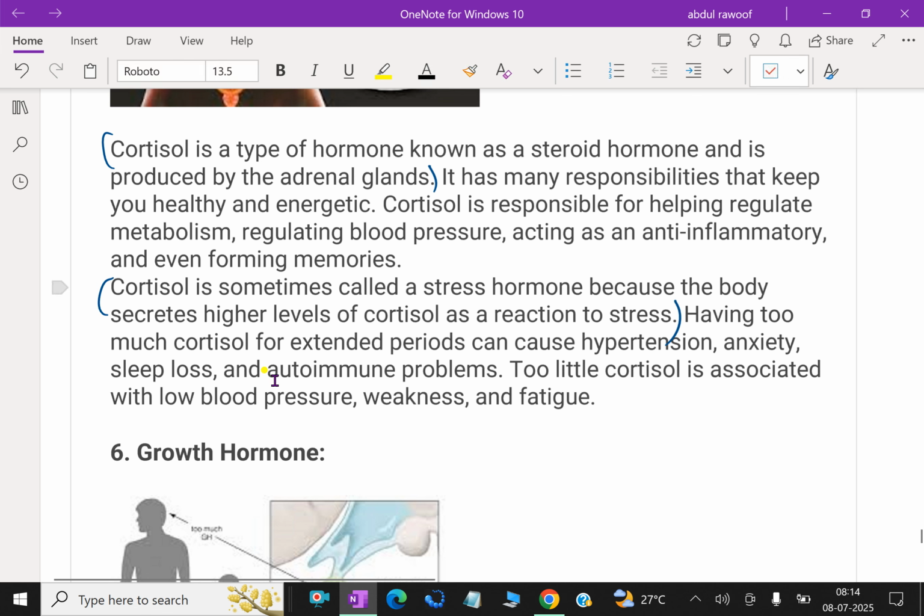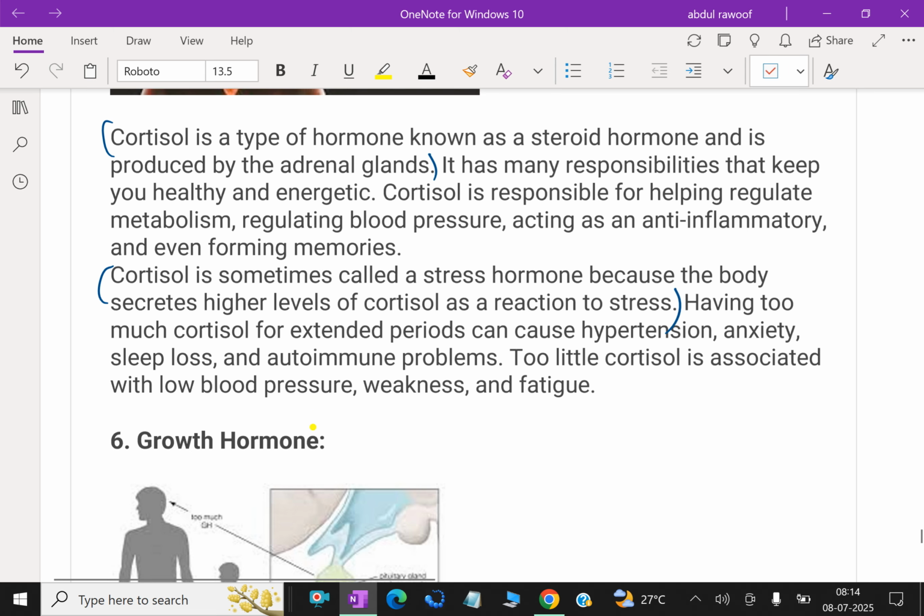Having too much cortisol for an extended period can cause hypertension, anxiety, sleep loss, and autoimmune problems. Too little cortisol is associated with low blood pressure, weakness, and fatigue.